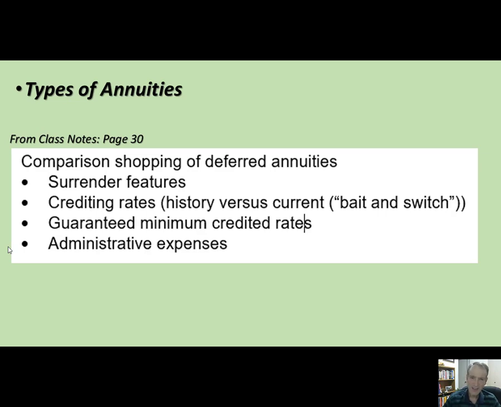The second thing to look at is their crediting rates. What kind of rates do they pay? You can't just look at the current rates and say, wow, they're paying 0.5% better than everyone else. You need to look at their history if you can. There's such a thing called bait and switch, especially at certain times of the year. When the insurance company knows people are paying closer attention, they'll push their rates up very high at that time. And then once that period of extra scrutiny is over, they switch back to their lower rate. Now, a lot of companies do that.